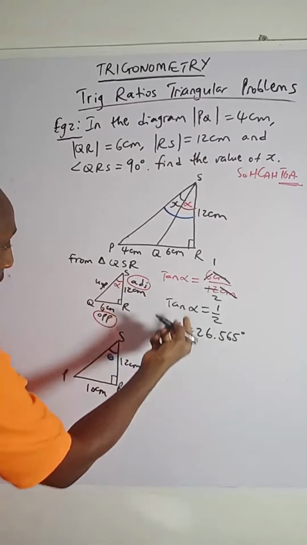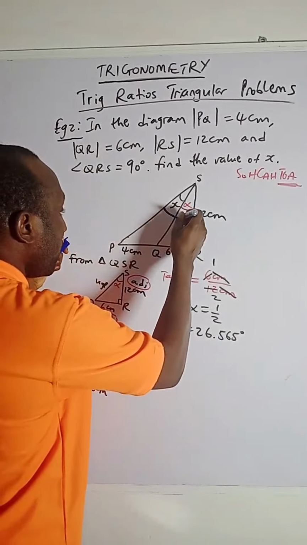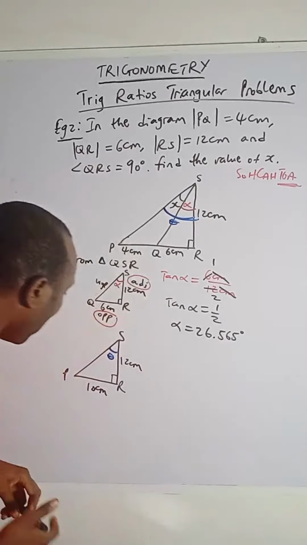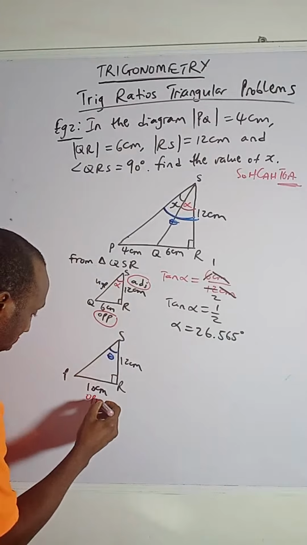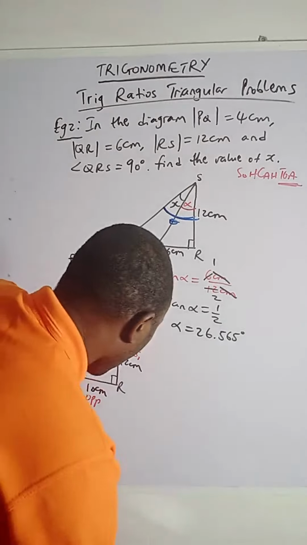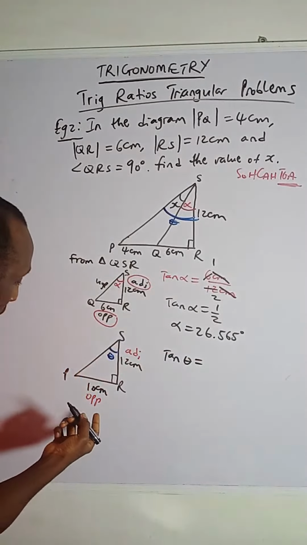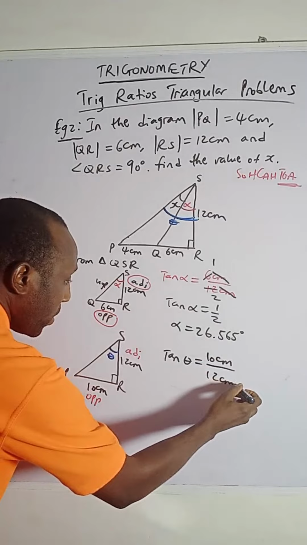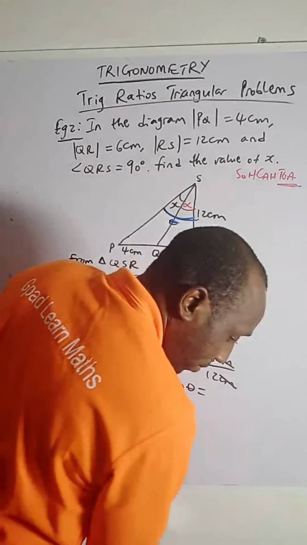From here to here is what I have labeled as theta, which is this one here, okay? Good. So what am I going to use? Opposite over adjacent. This is opposite because it's facing the angle, and this is adjacent. So we're still going to use tan. That will be tan theta is equal to the opposite, 10 centimeters, over 12 centimeters. The centimeters cancel.